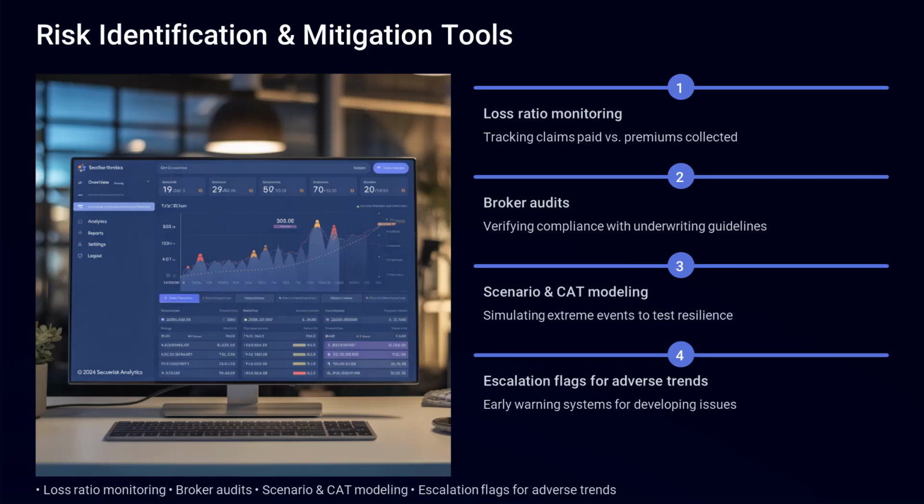Risk identification and mitigation. Risk teams should regularly run loss ratio monitoring, broker performance reviews, scenario testing, catastrophe exposure reviews, and audits of underwriting files. This is how you stay ahead of the curve, not just reacting, but detecting.